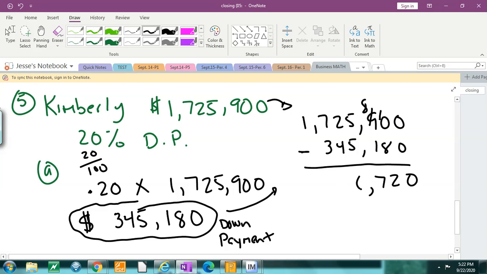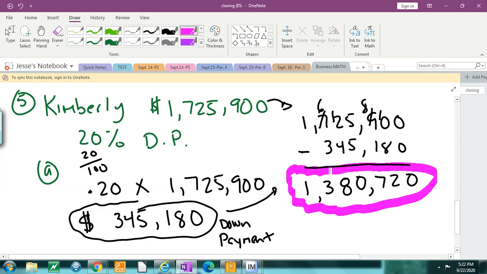5 take away 5 is 0. 2 take away 4, well, I got to borrow. So that's a 12, and that becomes a 6. So that's 831. So this amount is going to be your loan. You're going to have to pay that off in years and years. But initially, this is your loan amount.